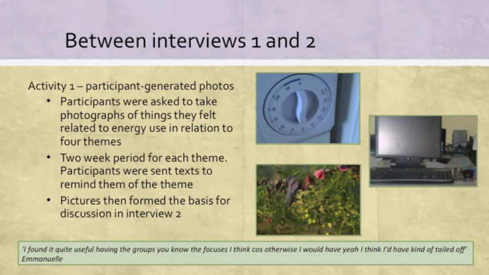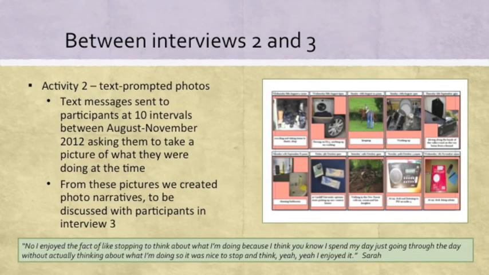So that was the activity that we asked them to do between interviews 1 and 2, and then use that to talk about in the second interview. Between interviews 2 and 3, we tried a different kind of image activity, and this time we sent them text messages, so we're using text-prompted photos.